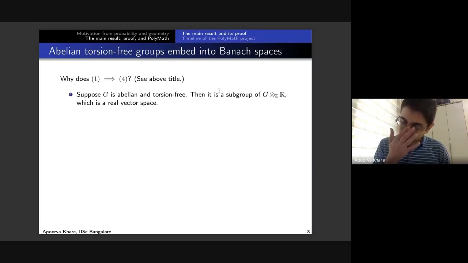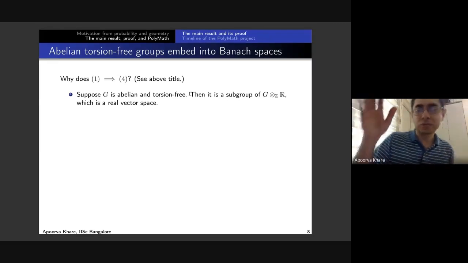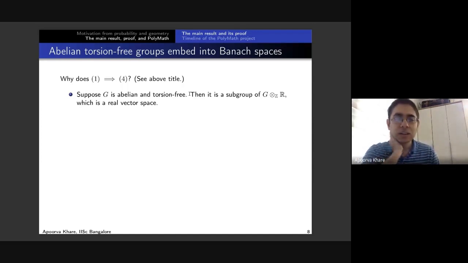The construction is with very standard tools again, but I can explain this later. If G is abelian and torsion free, it is a subgroup of this. First of all, what does that mean? It means, being abelian, it's a Z-module, a module over the integers. Then I can do a base change and take the tensor product with R. If it's abelian and torsion free, then nothing gets killed when you take the tensor product, so G embeds inside G tensor R over the integers.